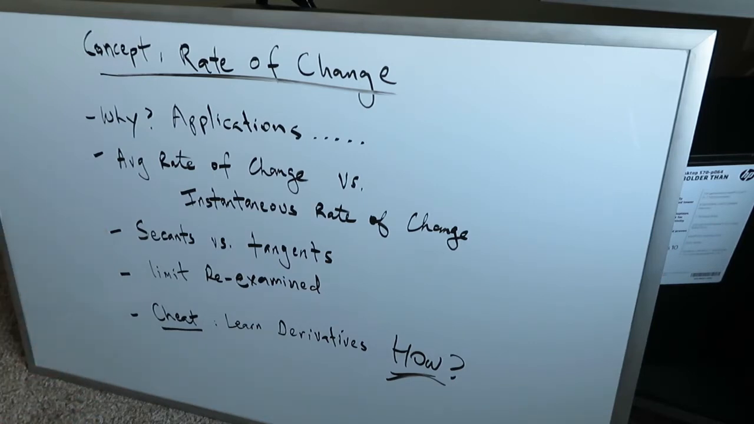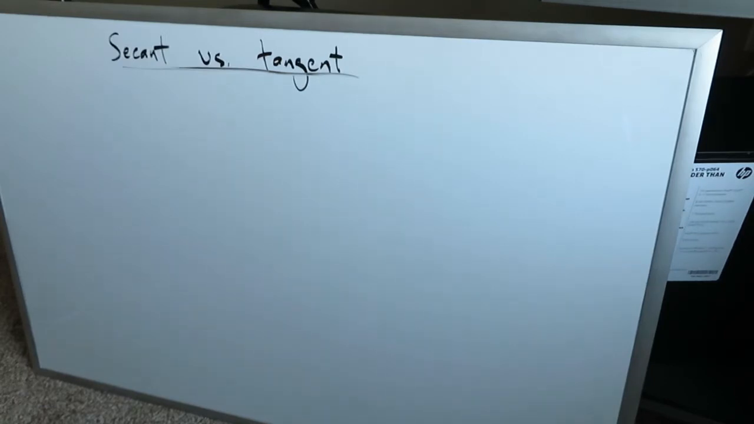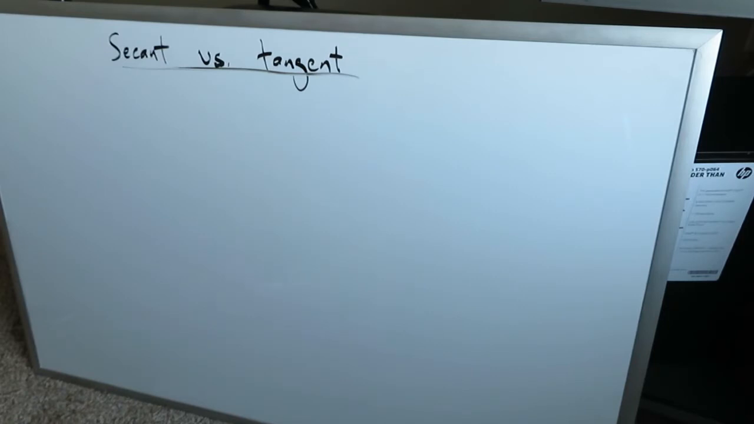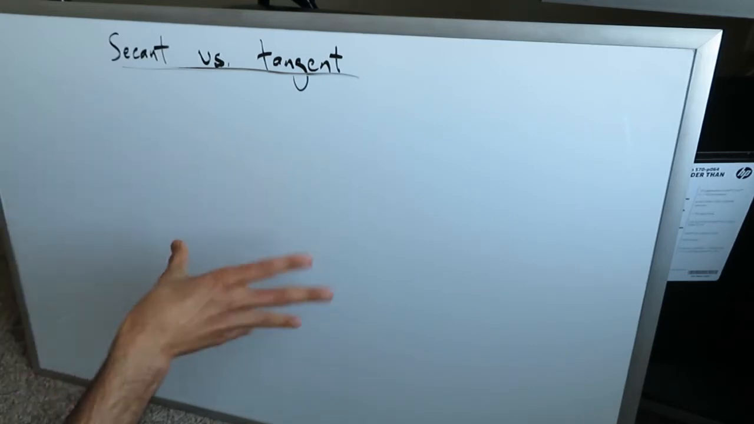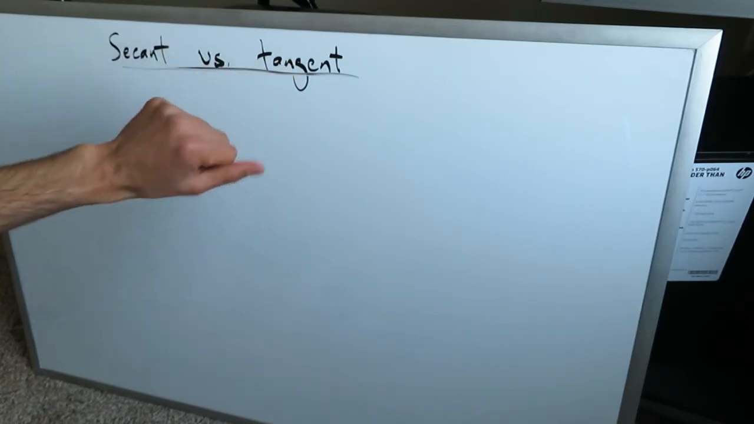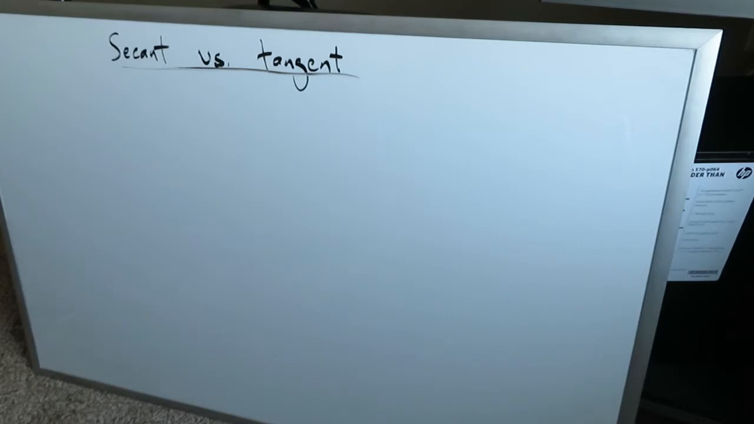So let's start by erasing this, and we will look at secants and tangents first. If you look at our board, I've changed this a little bit, because we know already we're talking about rates of change, average versus instantaneous. Just for the ability to have more room, I've now put secant versus tangent. Again, I will reiterate, secant is more to do with the average rate of change, versus tangent is to do with the instantaneous rate of change.